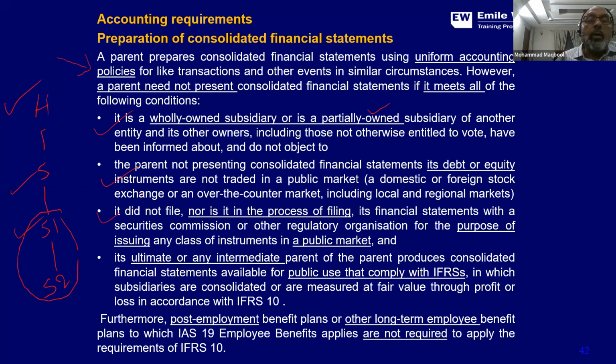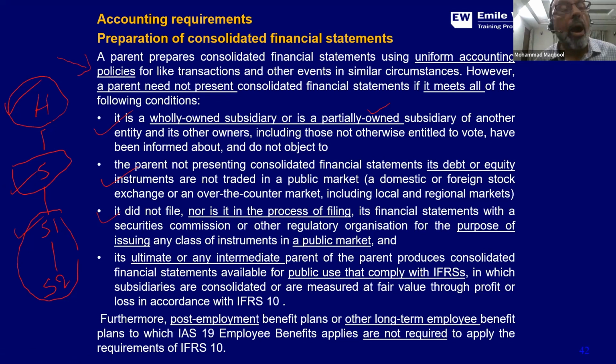We check whether the ultimate parent, which is H, or the intermediate parent, which is S, either of these, should have been preparing the consolidated account by applying not American GAAP, but rather IFRS. Then we can give exemption. If they are preparing the consolidated account, but not as per IFRS, then the exemption is not available.